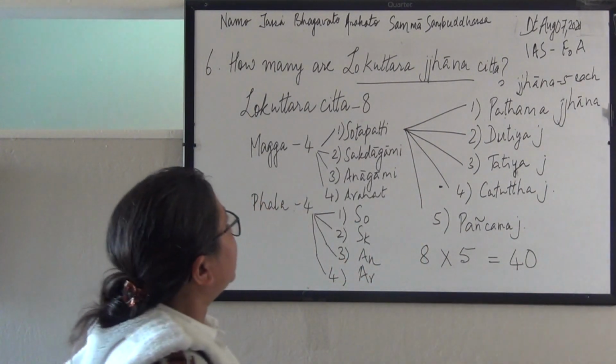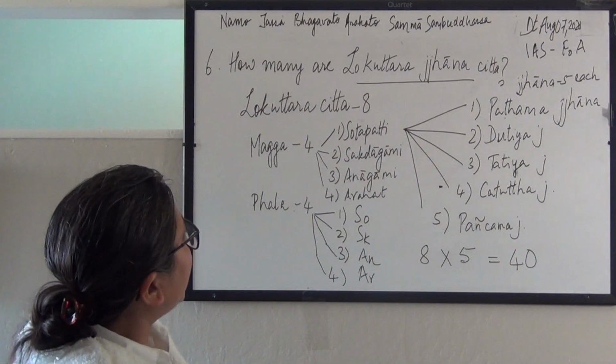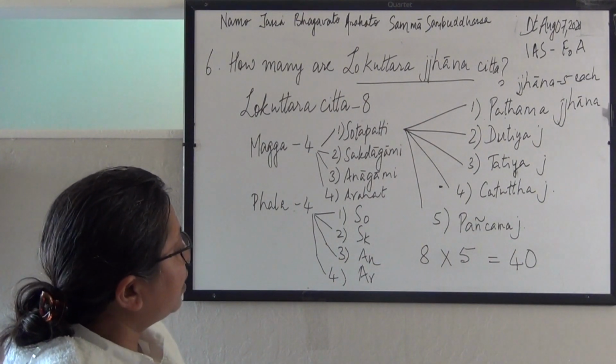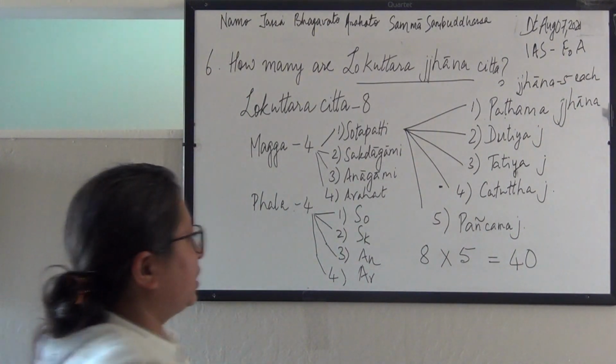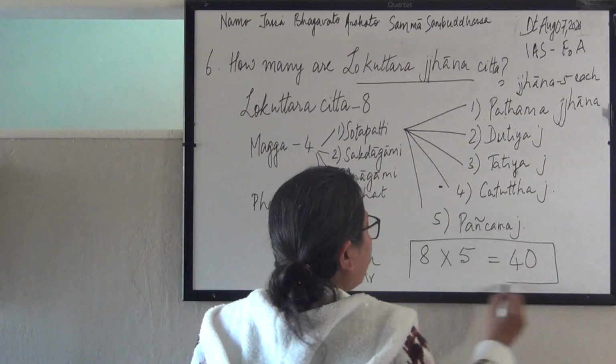So therefore, the right answer is, how many are Lokuttara Jhana chitta? There are 40 Lokuttara Jhana chitta. So this is the right answer.